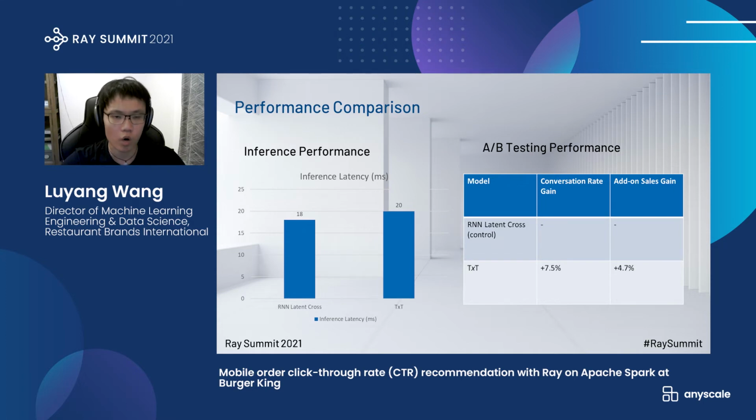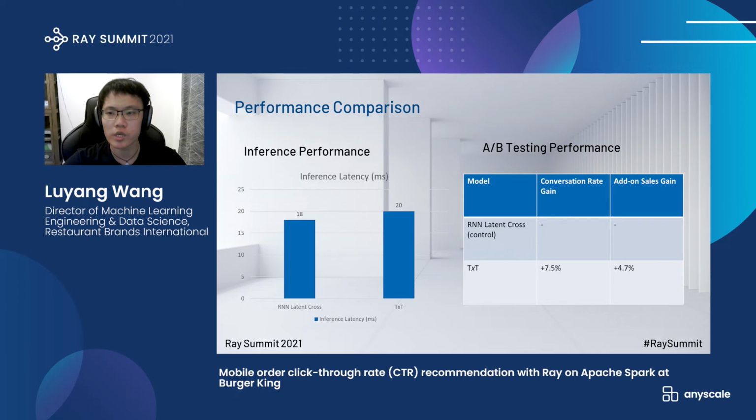But it's still workable, and definitely acceptable in our online recommendation use case. It also achieved much superior results compared to the RN latent cross. We look at both conversion and add-on sales gain. TXT achieved 7.5% better conversions and 4.7% better add-on sales compared to the RN latent cross during our production A/B test. And the last part I want to talk about is the model training architecture.